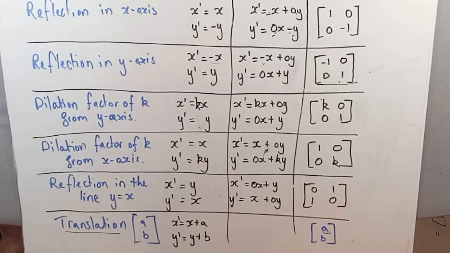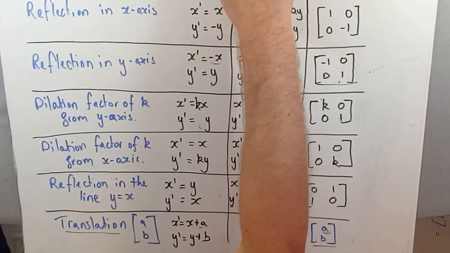And translations, so it's moving left or right. When you've got A and B, the matrix is just adding on this matrix here. So it is pretty straightforward. Let's do an example so we get the idea.